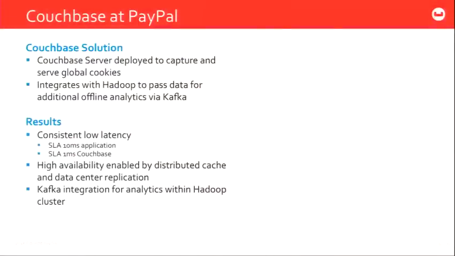The results, some of the SLAs that we're able to meet from a Couchbase perspective: sub-millisecond response times with an application SLA around 10 milliseconds. So these are some of the SLAs that we're able to achieve. Kafka integration for analytics, as well as high availability for distributed cache. Pretty rough idea.